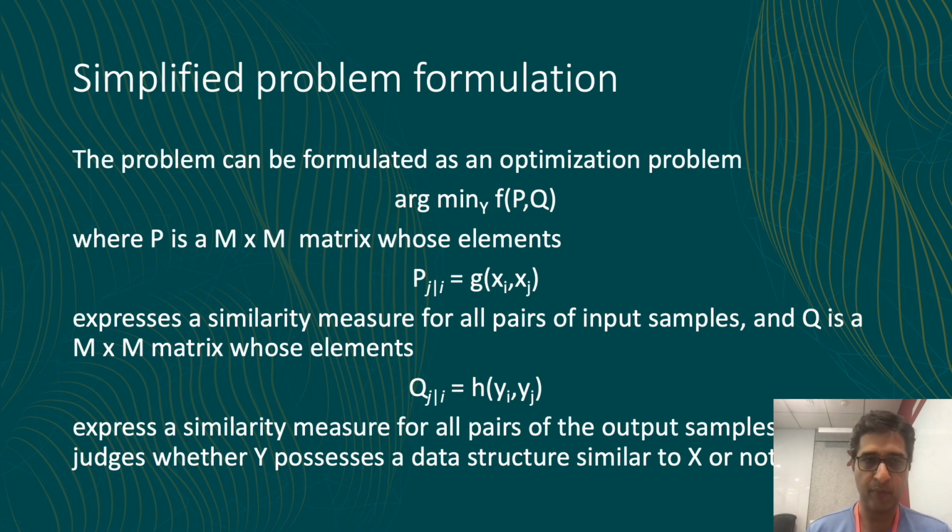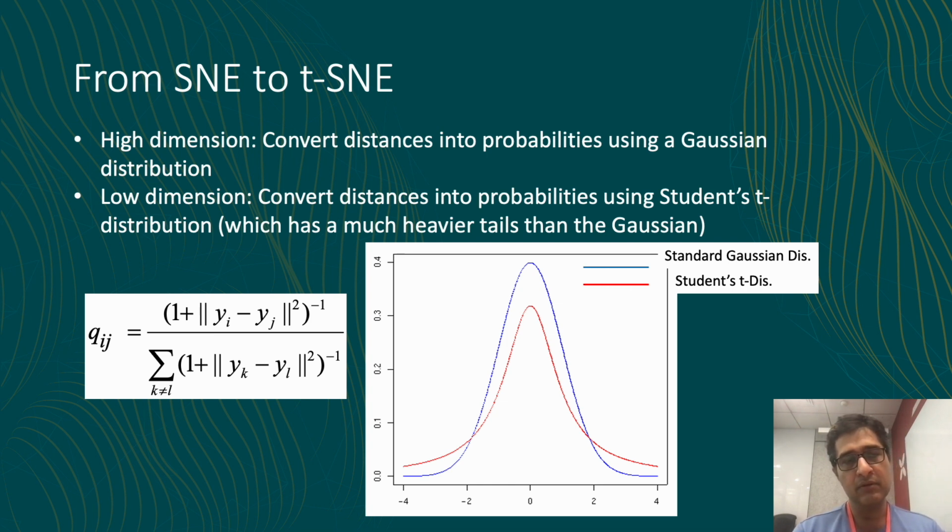Let me just repeat, just in case I didn't make the point. Once we have transformed the problem, the transformed problem looks like the following: the matrix P denotes the probability of picking the point J given I in the higher dimensional space. The matrix Q denotes the probability of picking J given I in the lower dimensional space. And then you define a metric between the matrix P and matrix Q to make sure that they are similar to each other. Coming to how it should look, in the higher dimensional space it is okay to convert distances into probabilities using a Gaussian distribution, whereas in the lower dimensional space, it is better to convert distances into probabilities using a student's t distribution.